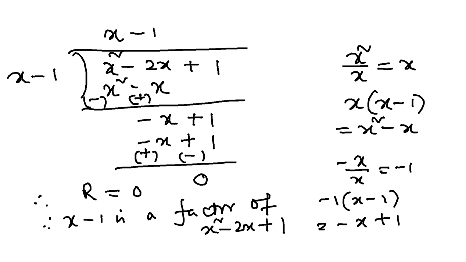So whether a polynomial is a factor of another polynomial, it all depends on the remainder. If the remainder is 0, it is a factor. If the remainder is not 0, then it is not a factor. Okay, so in the next video we shall be dealing with some more complicated questions based on this particular concept.